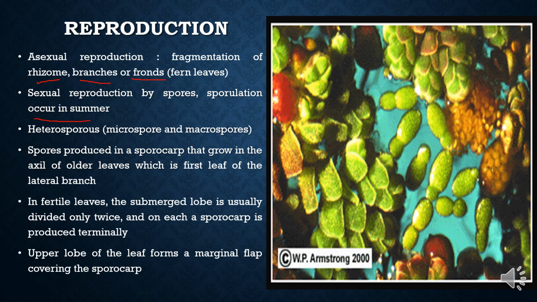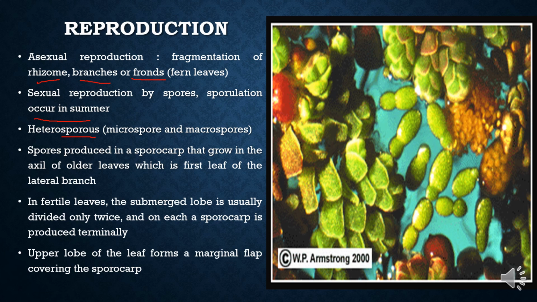summer time. Sexual reproduction occurs by spores, where the spores germinate to produce the gametophytes, and this gametophyte in turn produces the gametes that fertilize to produce again the sporophytic generation. But sexual reproduction is limited to the summer season. And Azolla is a heterosporous type of fern. Heterospory means that there will be two morphologies of spores available based on size and shape.